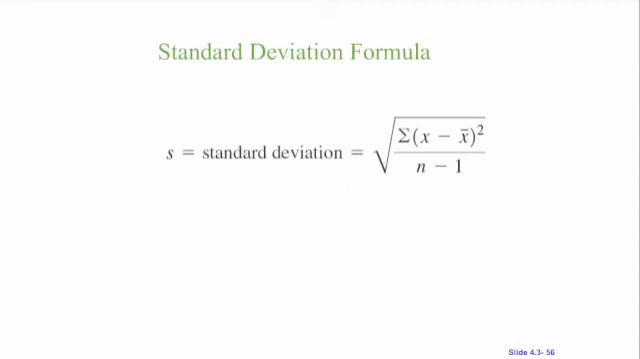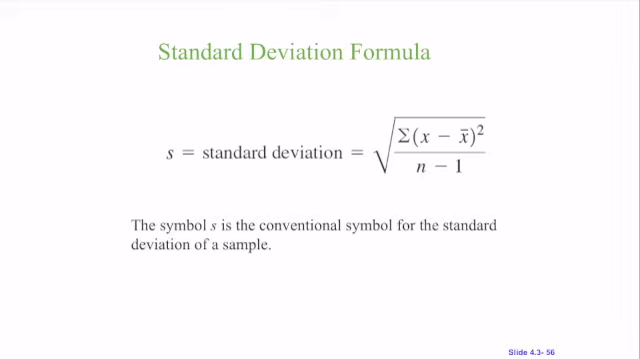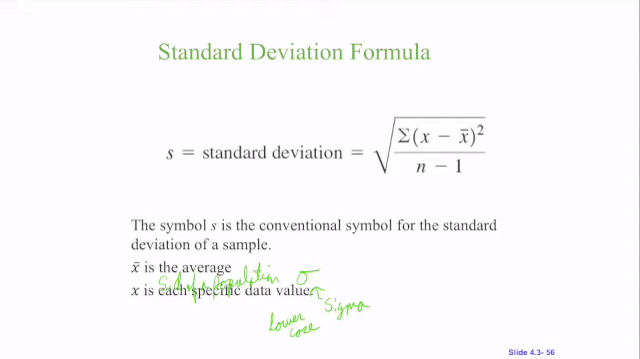So here's the formula for standard deviation. You do not need to memorize this. S is the conventional symbol for standard deviation of a sample. If you're looking at the standard deviation of a population, that's when it's sigma, which is lowercase sigma, a Greek letter. Remember that X bar is the average, X is each specific data value, and N is the total number of data values in our sample.